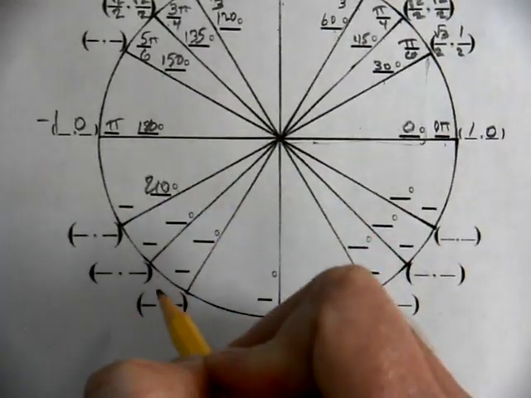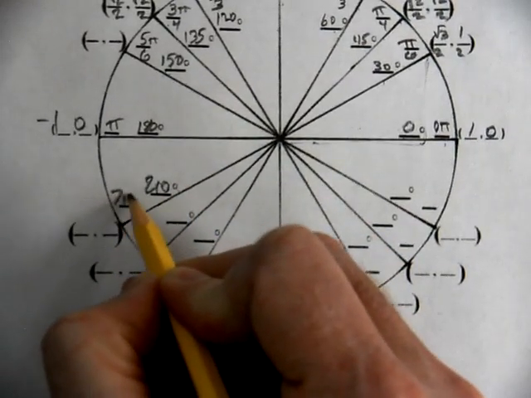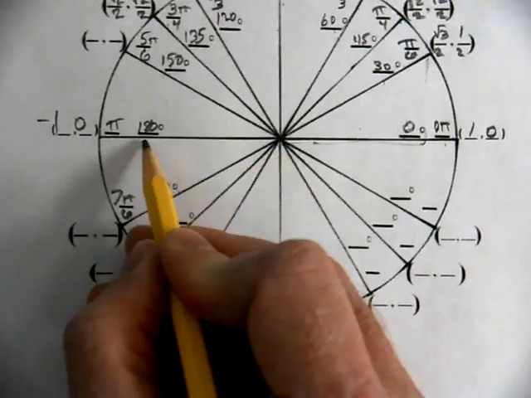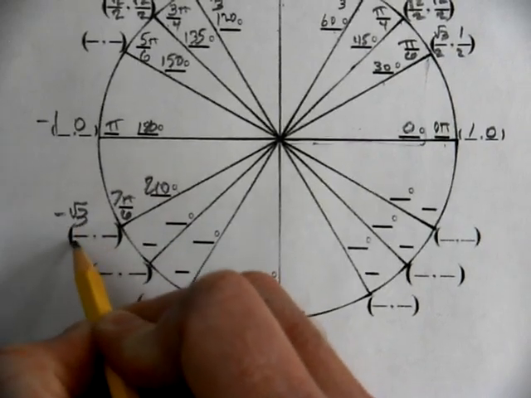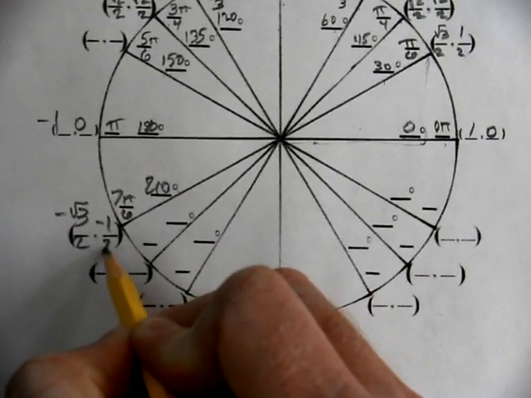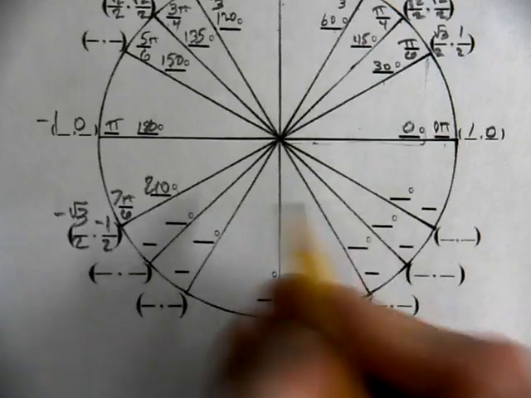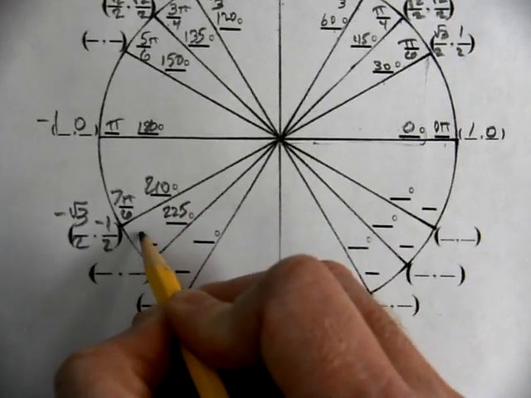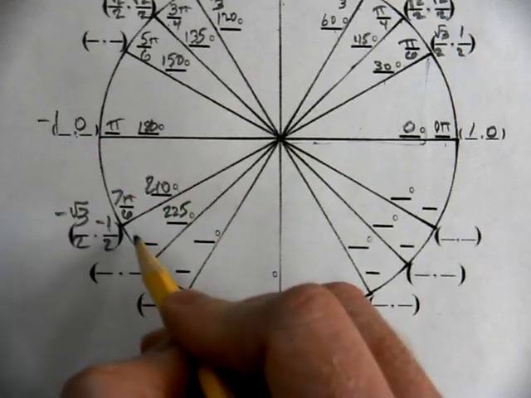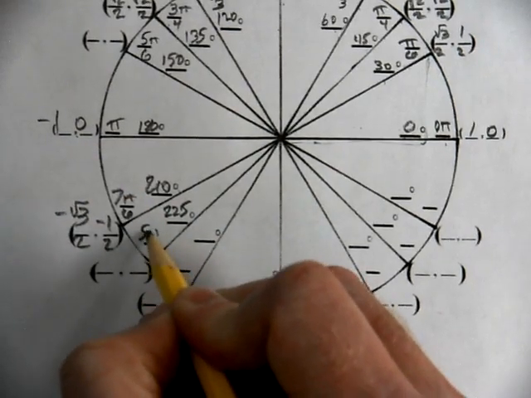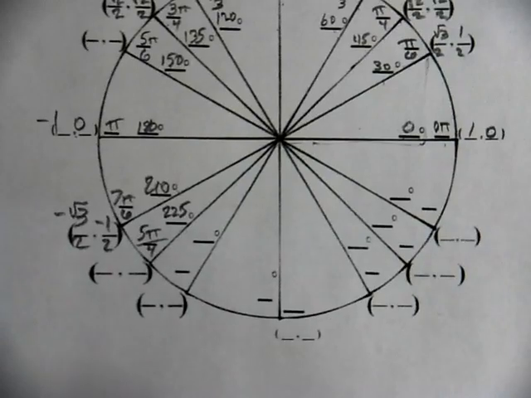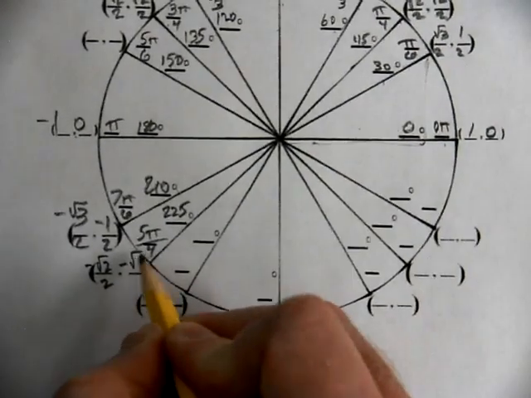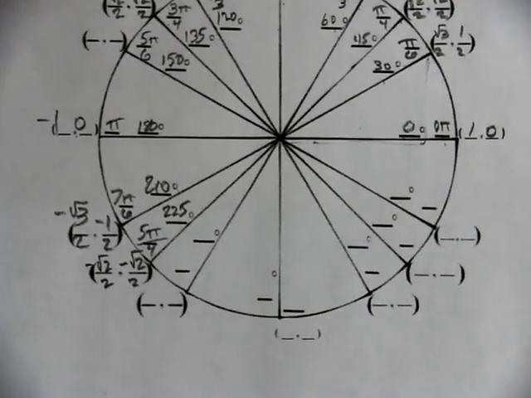210 is 30 degrees more. 7 pi over 6. That's long for x. And that's short for y. 4 over 4, 5 over 4. You got to count your way around. It can be very helpful. That's negative root 2 over 2 and down 2 over 2.